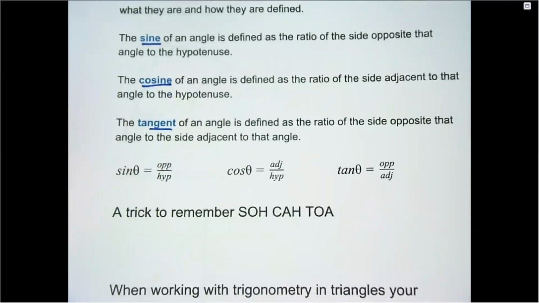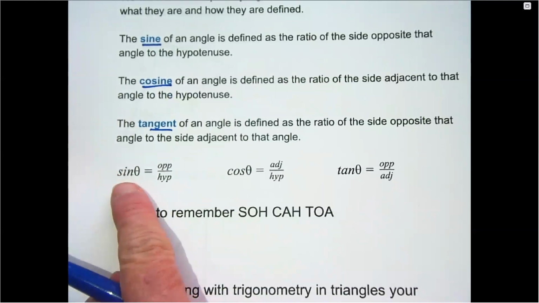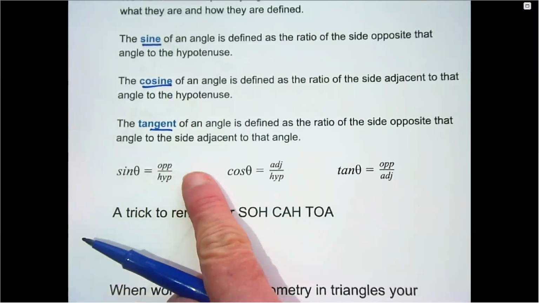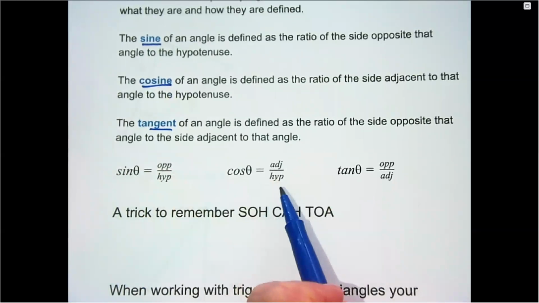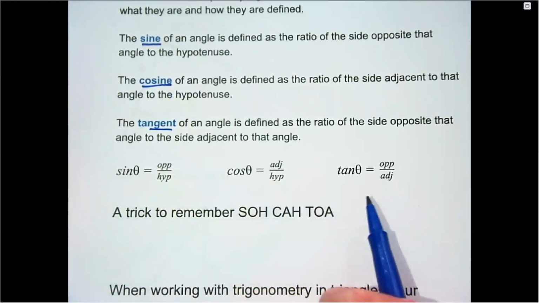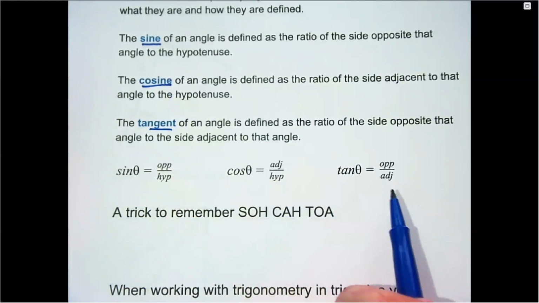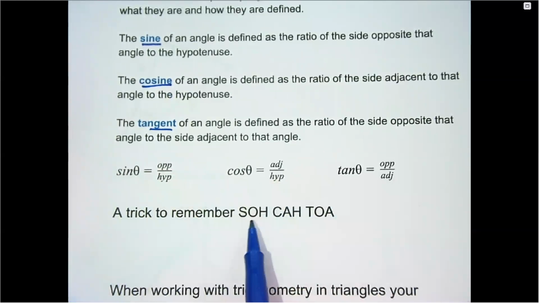So here it is written as abbreviation. Sine of an angle is the side opposite over the hypotenuse. The cosine of an angle is the side adjacent over the hypotenuse. And the tangent of an angle is the side opposite over adjacent. And there's a silly way to help you remember that, and that's SOHCAHTOA.